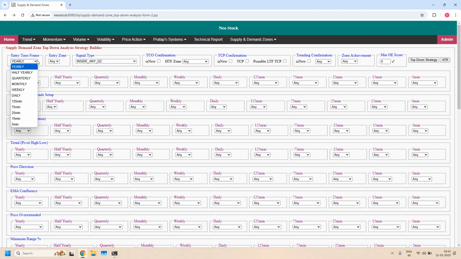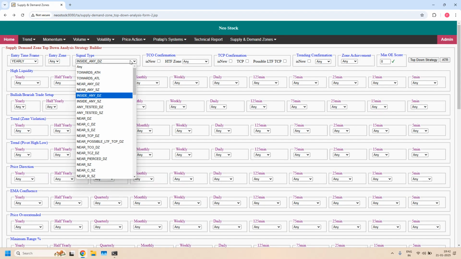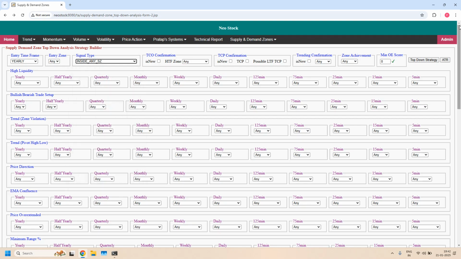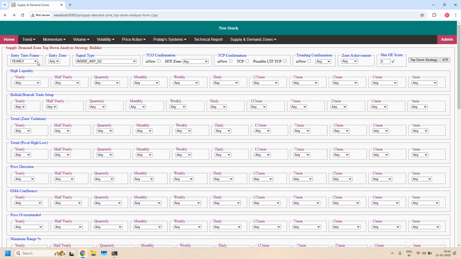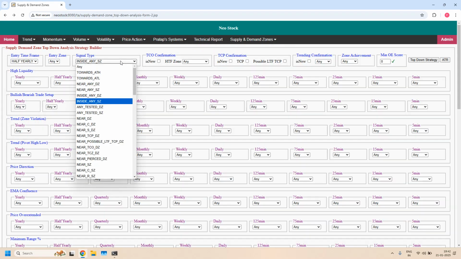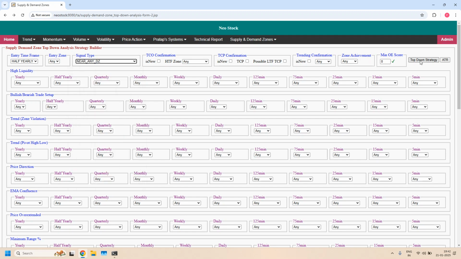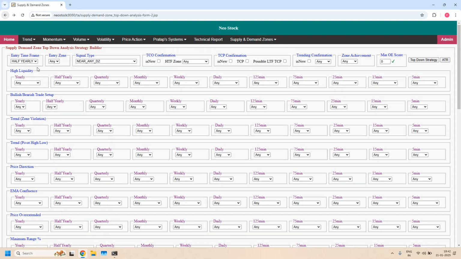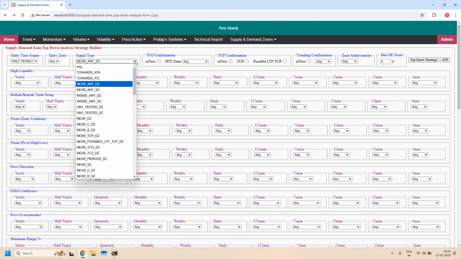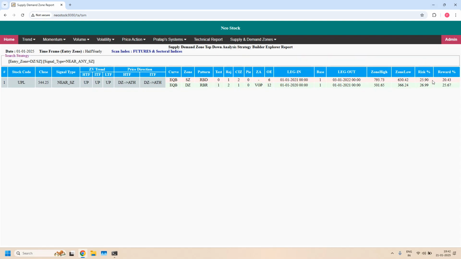Okay, next, yearly time frame. Price closed inside the yearly supply zone. No stocks are available. Next time frame is half yearly. Stocks near half yearly demand zone. 2 stocks are filtered. Next, half yearly time frame. Stocks near half yearly supply zone. 1 stock is filtered.